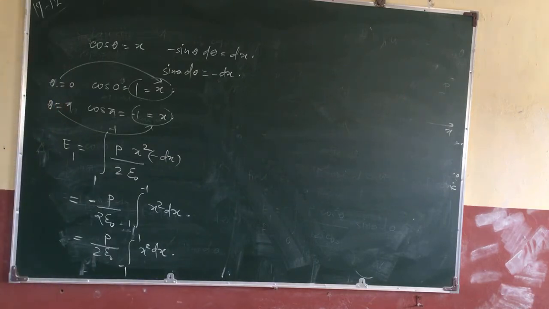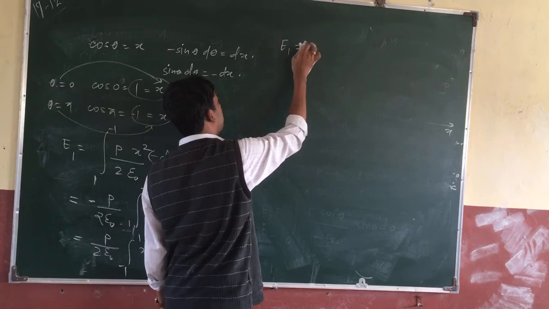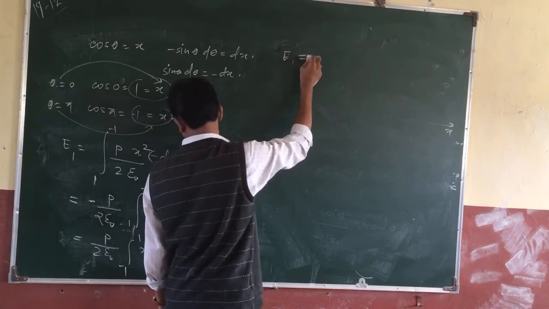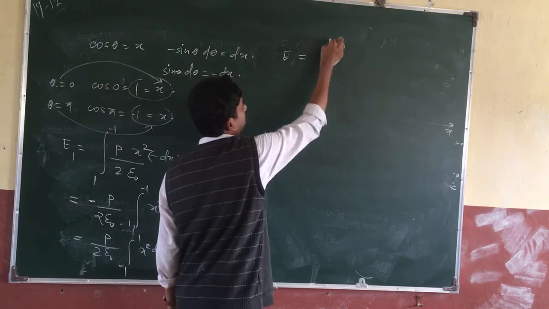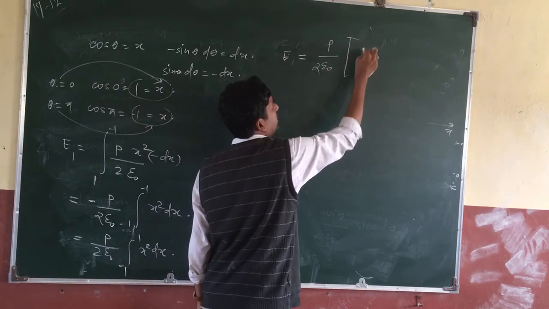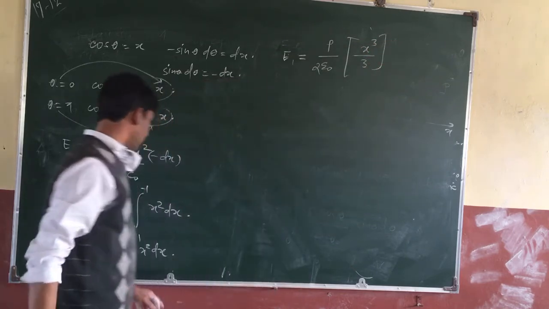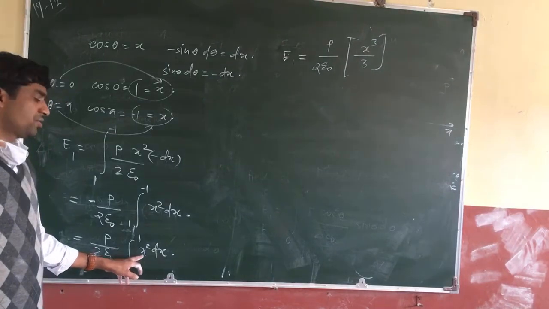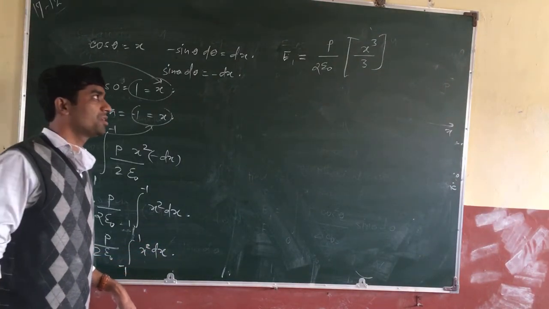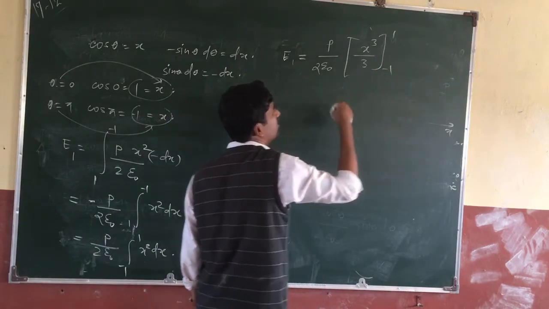In the next step, we have to calculate E1. If you solve this integration, E1 will be P divided by twice epsilon naught, and the integration will be x cube divided by 3. Integration of x square dx, that is x raised to the power n dx, is x raised to the power n plus 1 divided by n plus 1. What is the upper limit? Upper limit is 1, lower limit is minus 1.